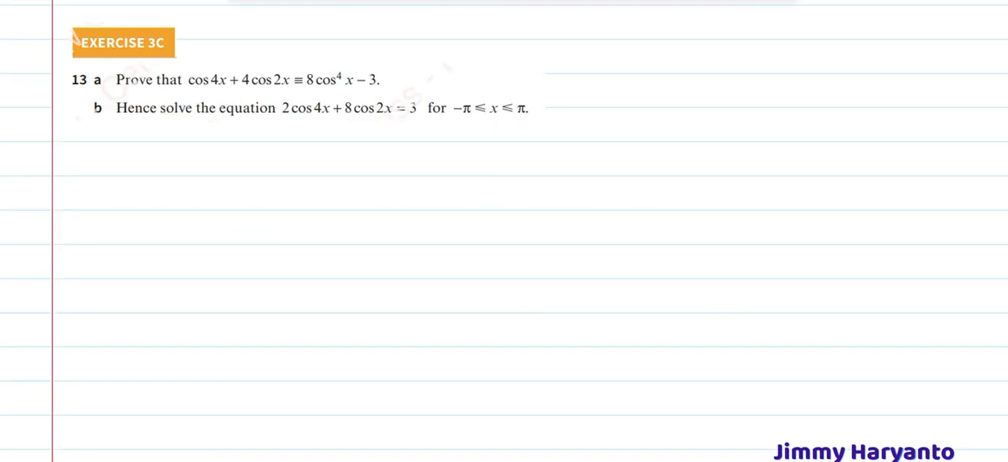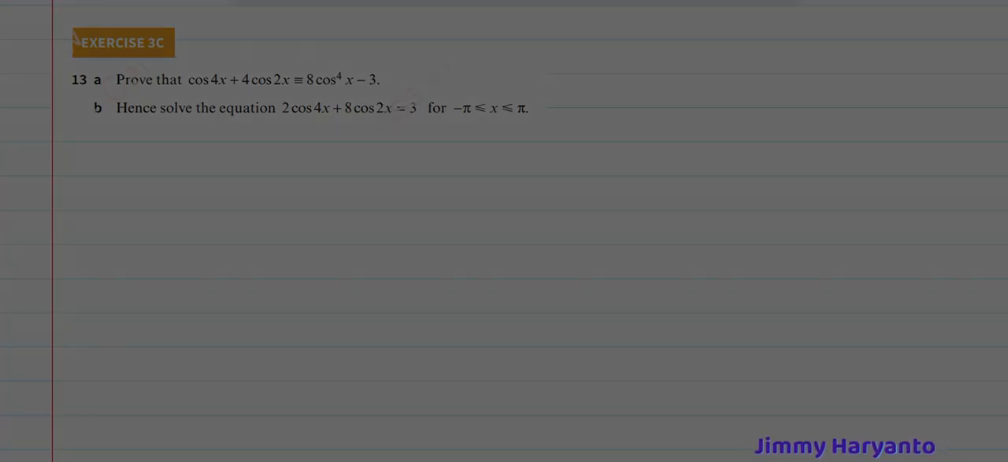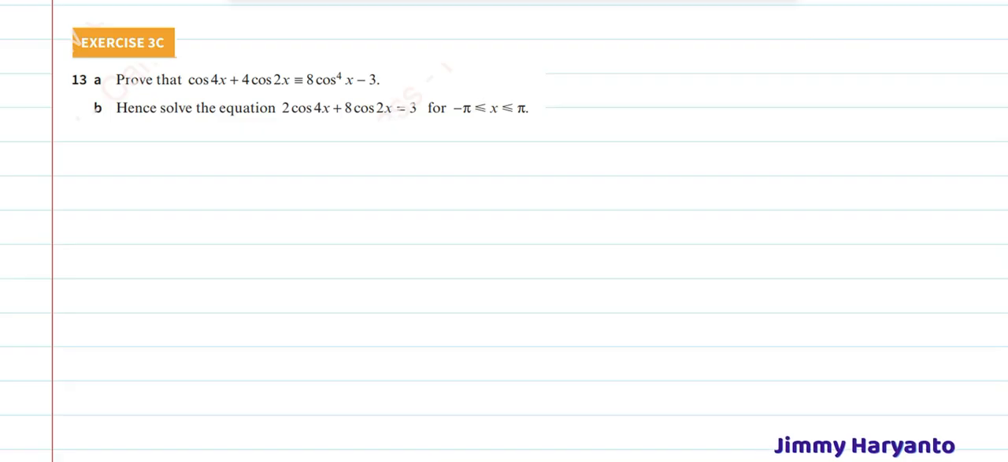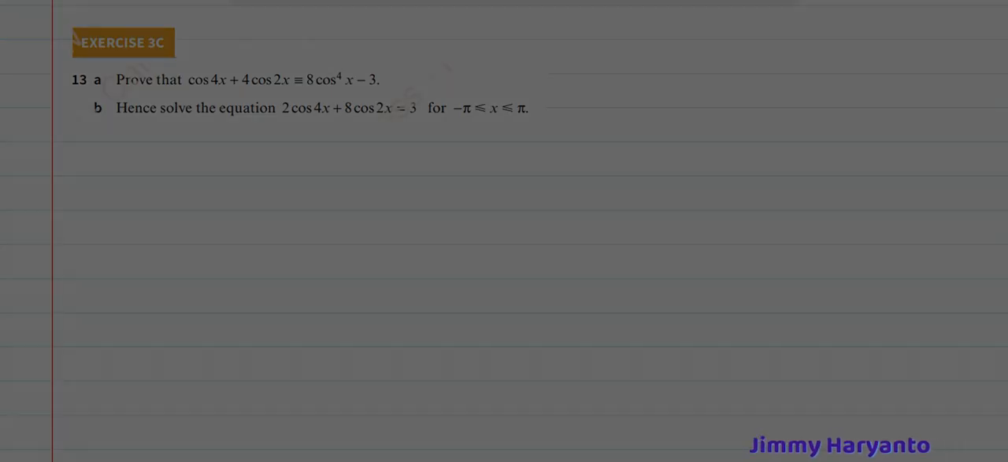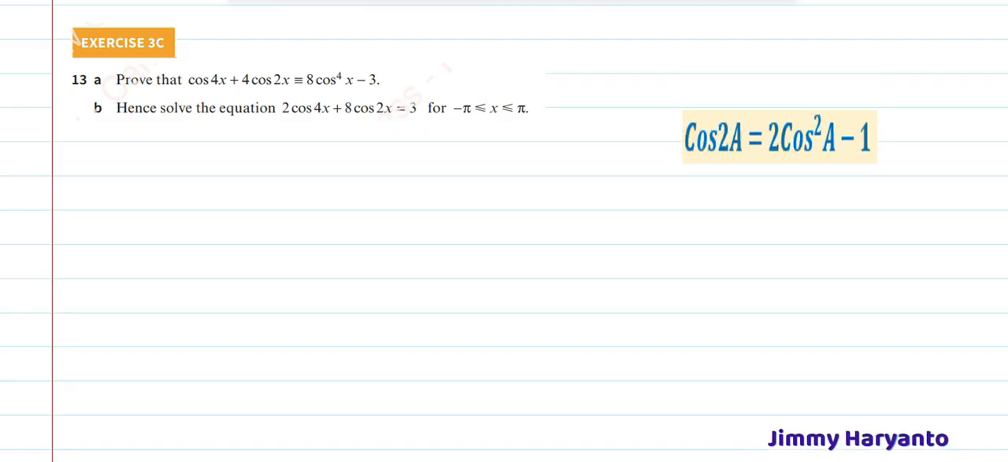And the last question is 13. Prove that cos 4x plus 4 cos 2x equals that one. Okay, so first I want to use the formula of cos 2x. Wait a minute. The cos 2x will be this one. Sorry. This one, guys. Okay, I will use this one.